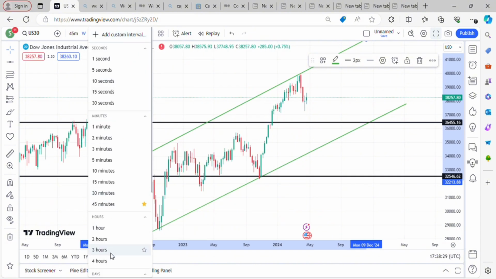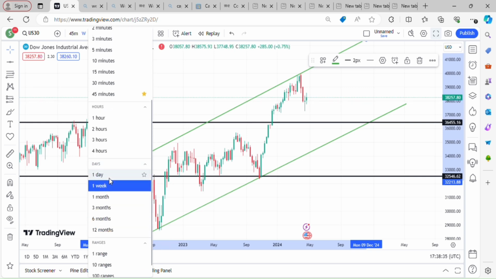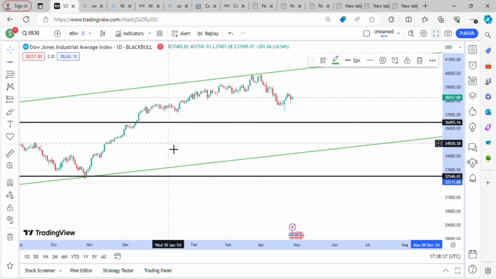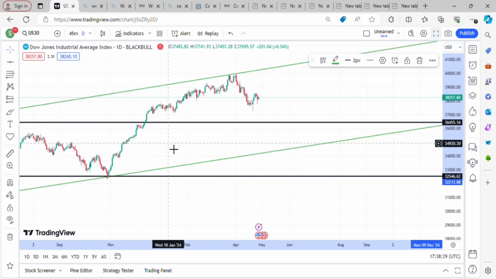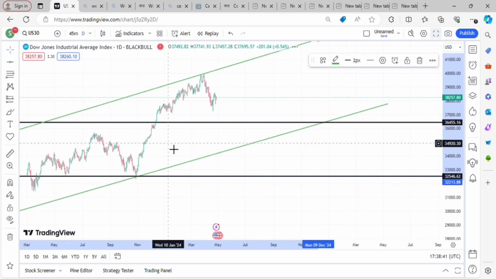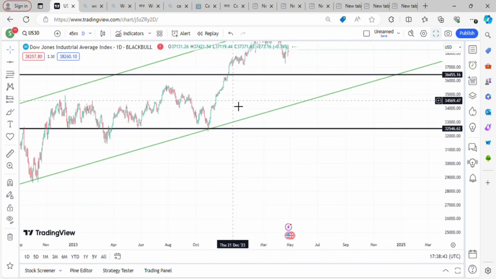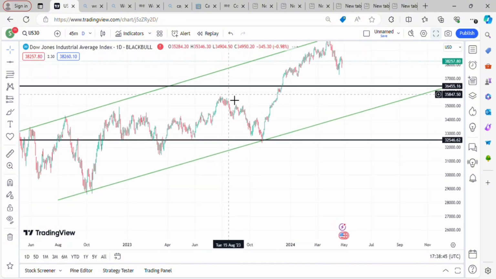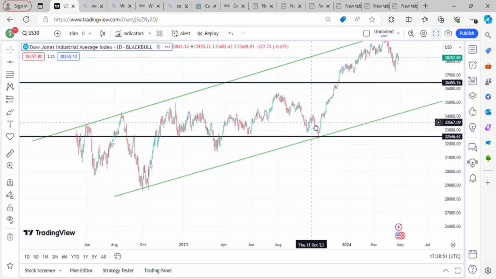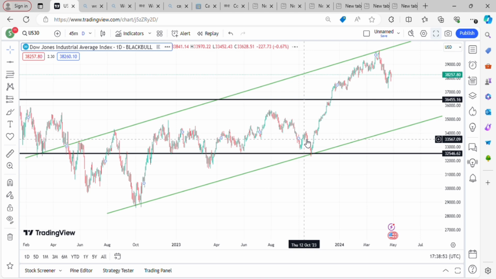So anyway, after seeing that, I move to the daily time frame. And when I get to the daily time frame, I see that yes, indeed, we were inside a trend. You understand? We were inside a buying trend. It's just that some of us were not able to see that trend.